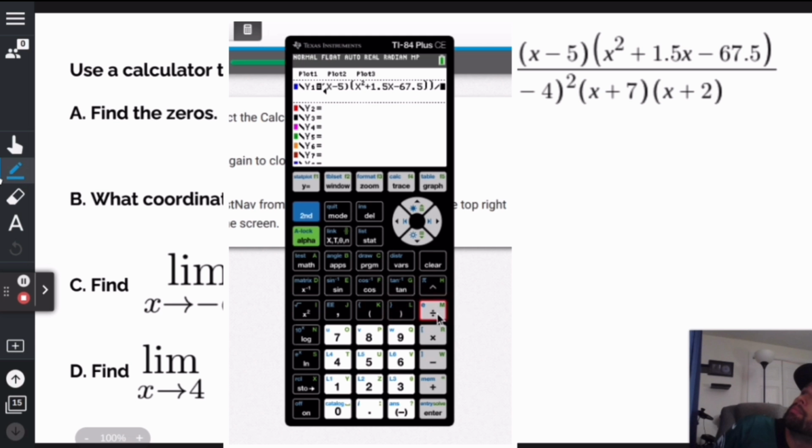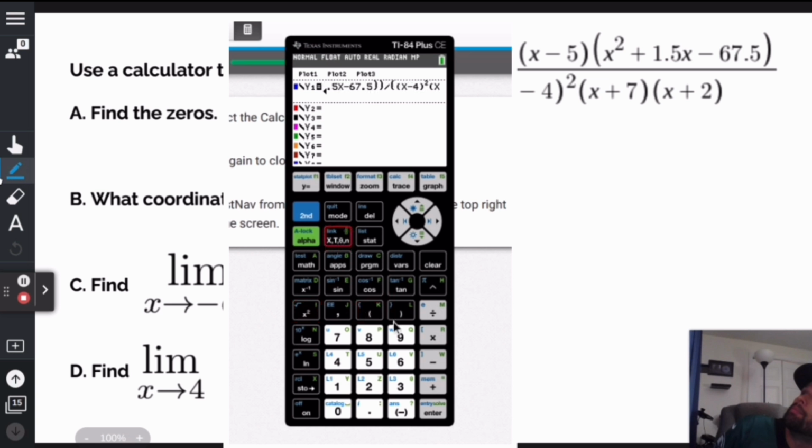Hit divided by to create your fraction bar. I'm going to do the same double parentheses for the denominator because I have a bunch of stuff going on down there as well. I think I said numerator. Whatever. No one's paying to hear me speak. x minus 4. Now, don't forget to square it. That's going to give us some multiplicity. That'll show up later on.